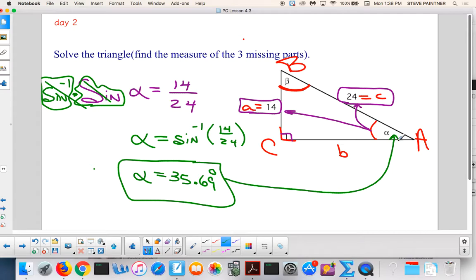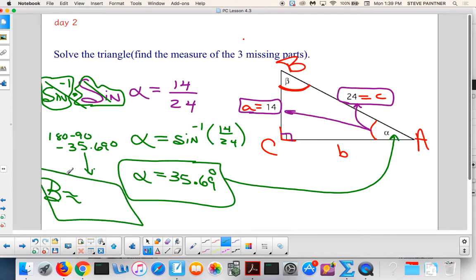But if that's what alpha is, then beta is really simple to find because you just do the old 180 minus the 90 minus the 35.69 and come up with 54.31 degrees. Okay, so we've got alpha, we've got beta. We just don't have what? Side B. We don't have side B.